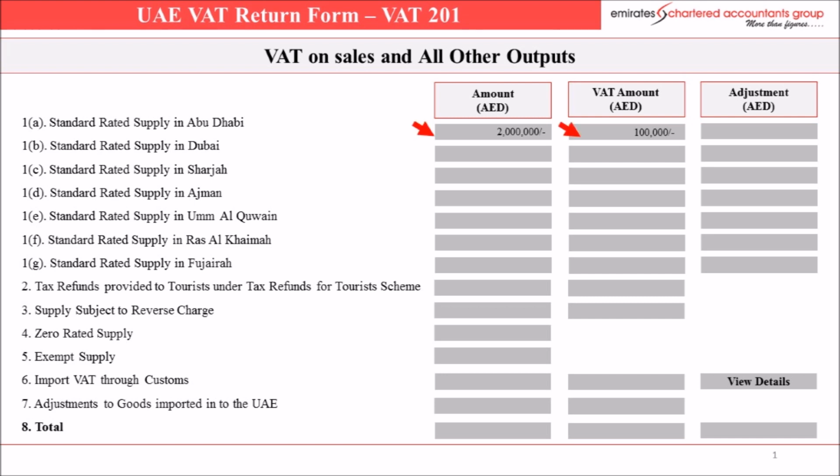See here, under the VAT 201 return form, standard rated supply from Abu Dhabi is 2 million, tax amount is 100,000. Standard rated supply in Dubai is 3 million, tax amount is 150,000. And standard rated supply in Sharjah is 1.1 million, tax liability is 55,000. We have to record in the VAT return form like this.